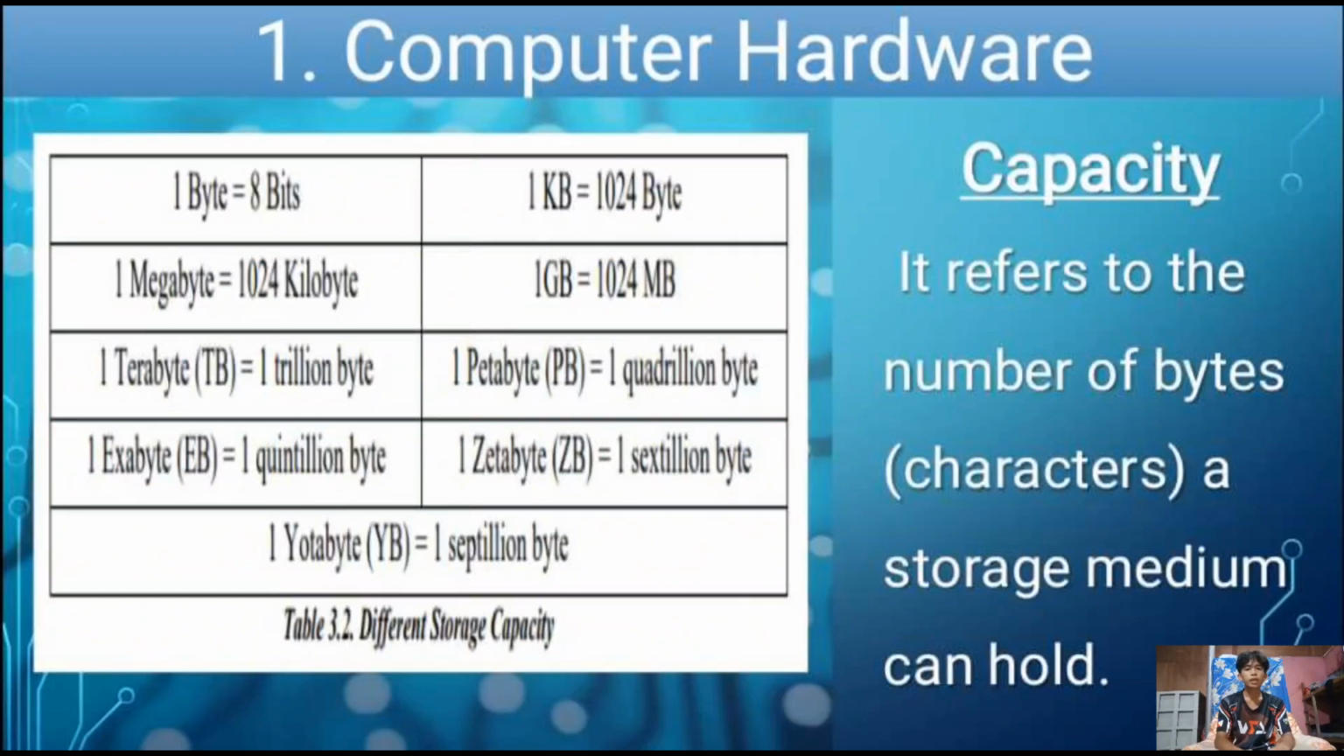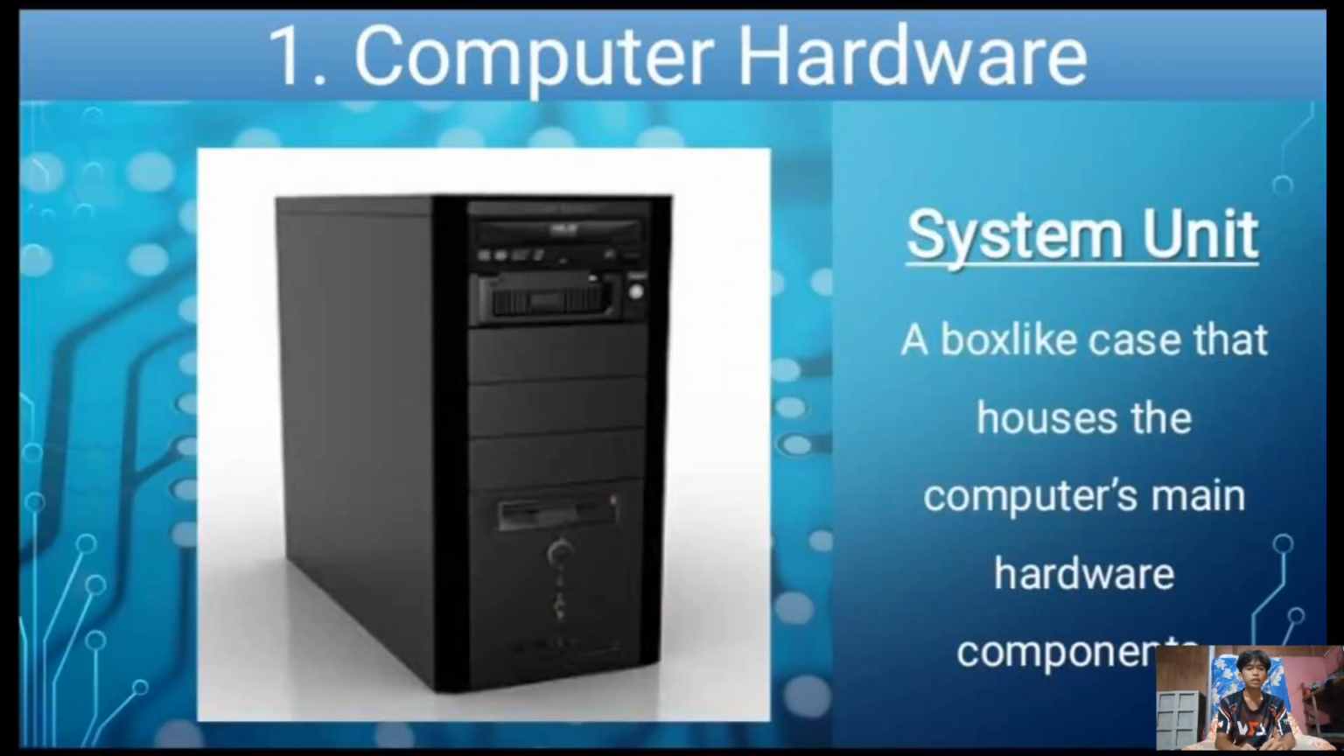Capacity refers to the number of bytes or characters a storage medium can hold. 1 byte is equal to 8 bits, and 1 megabyte is equal to 1024 kilobytes. 1 terabyte is equal to 1 trillion bytes. 1 exabyte or EB is equal to 1 quintillion bytes. And for PC, 1 kilobyte equals 1024 bytes. And 1 GB is equal to 1024 MB. 1 petabyte or PB is equal to 1 quadrillion bytes. And 1 zettabyte or ZB is equal to 1 sextillion bytes.